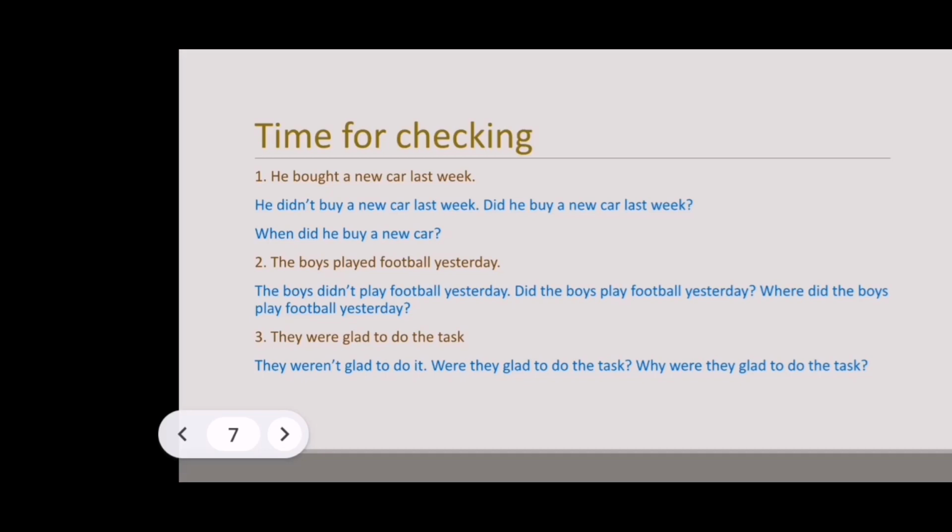And the verb to be. They were glad to do the task. They weren't glad to do the task. Were they glad to do it? Why were they glad to do the task?